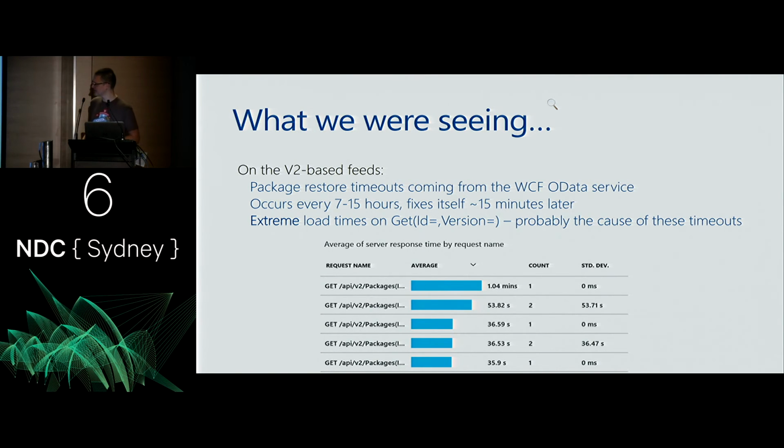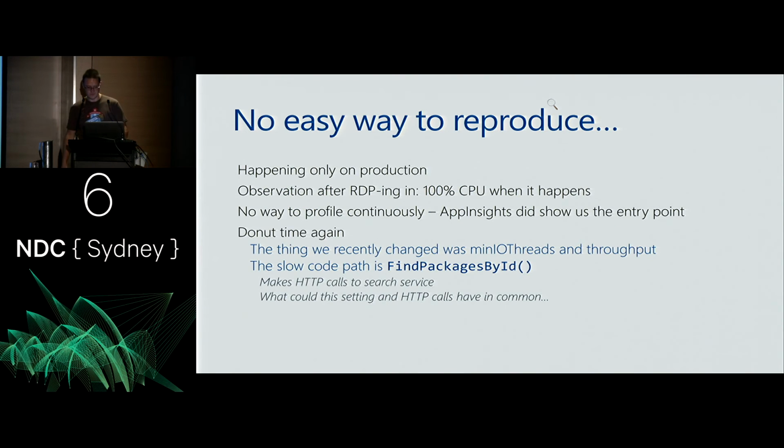Nice screenshot from App Insights. If you were doing package restores, we actually had requests take up to 1 minute to serve a package, which is insane for something that just fetches metadata from the database by ID and version, so a primary key lookup, and would give you a URL to where you would actually download the package. So 1 minute for that operation is just crazy.